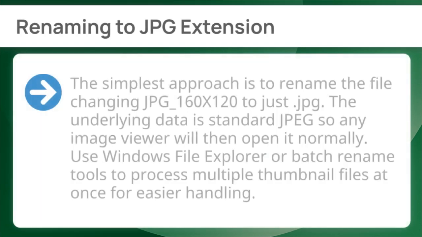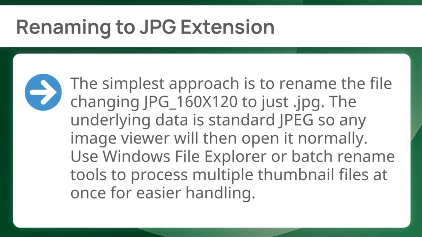First, renaming to JPG extension. The simplest approach is to rename the file, changing JPG 160x120 to just .jpg. The underlying data is standard JPEG, so any image viewer will then open it normally. Use Windows File Explorer or batch rename tools to process multiple thumbnail files at once for easier handling.